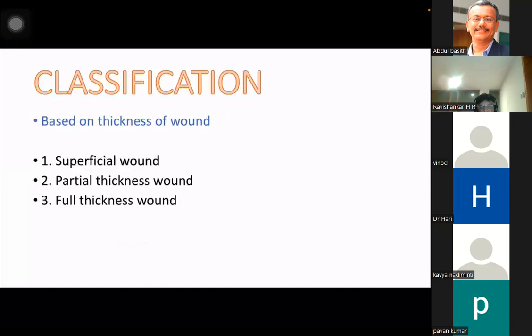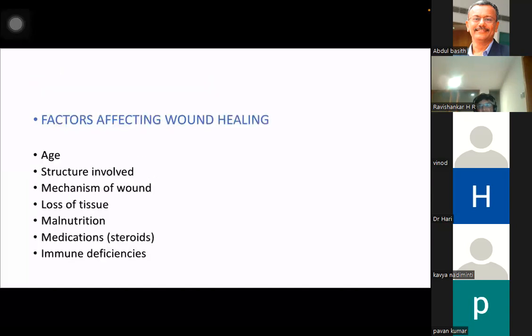Yes, sir. Anybody wants to add anything else? Vinod, this is an interactive session. All of you need to contribute. Vinod, for collagen synthesis in wound healing, what are the factors required? What are the things required? Or what are the elements required?